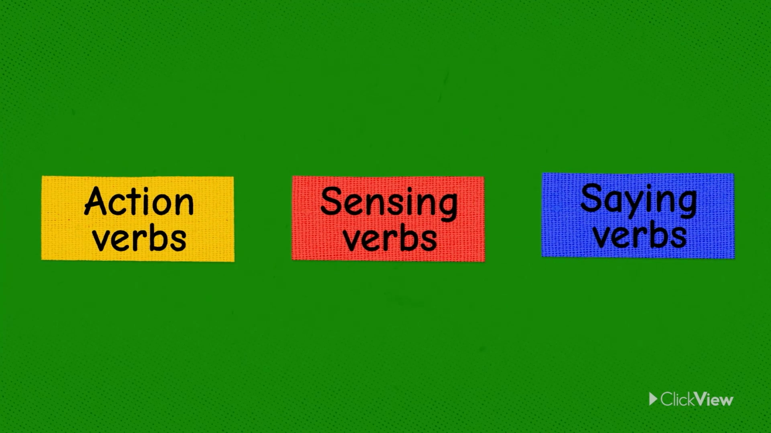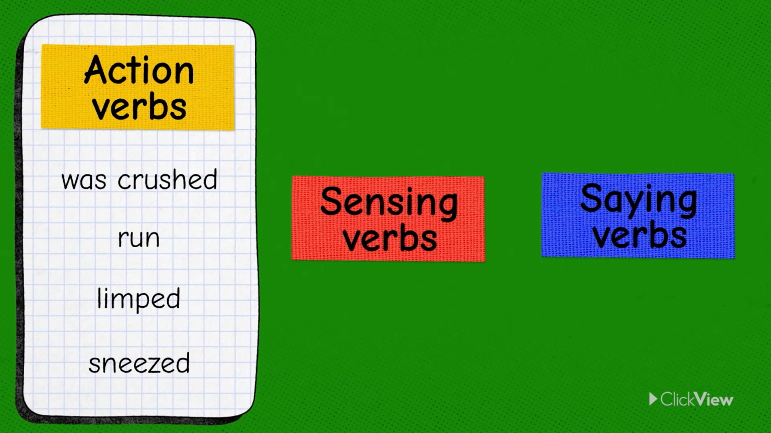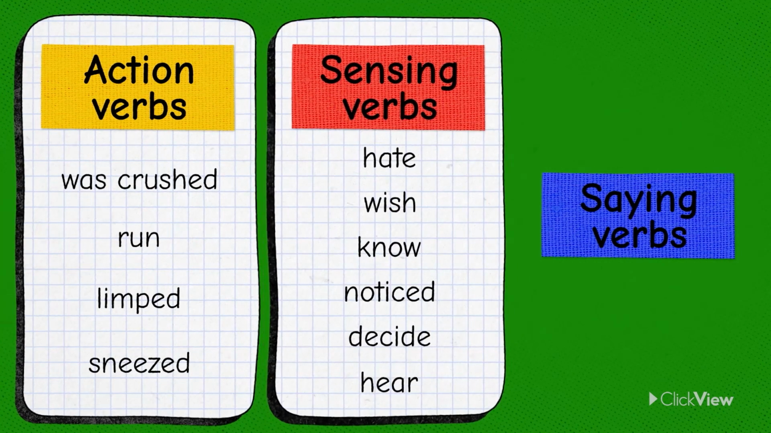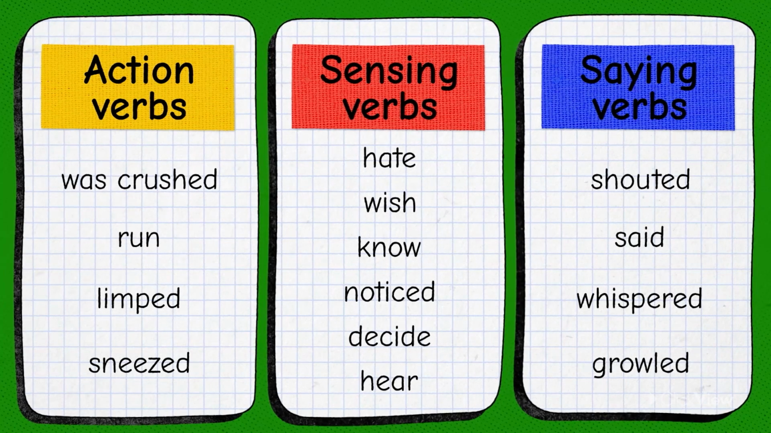Then there are verbs too. Action to show what characters do. Sensing to show what the characters feel or think. And saying verbs to show what people are speaking or help tell what someone is saying.